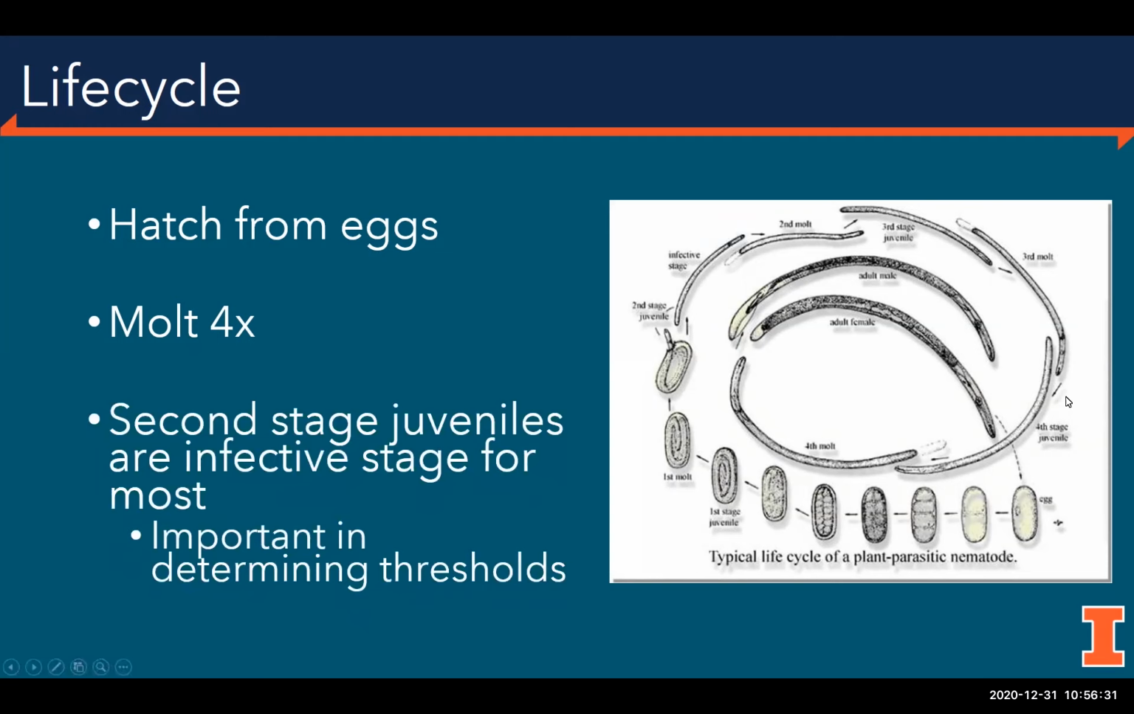It's also very important when we're talking about thresholds, when those second stage juveniles occur. A typical life cycle for a nematode, we say, is anywhere between 3 and 4 weeks. That's like a good average range, although depending on the nematode and the environment, you can have some play on either end there. So it can be shorter or longer.